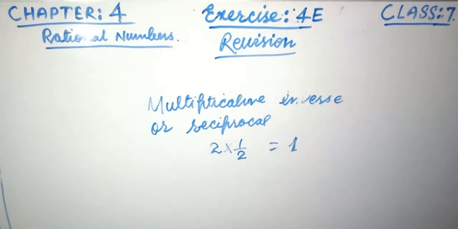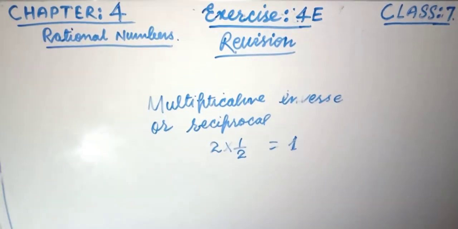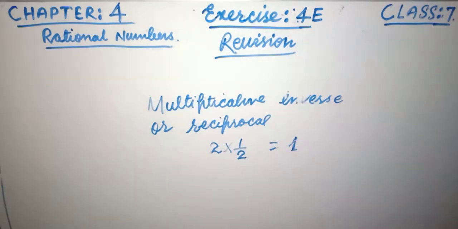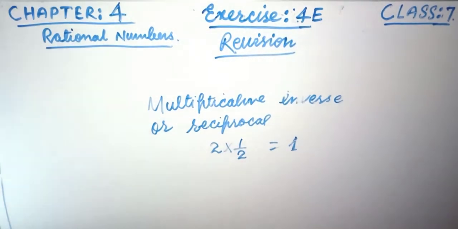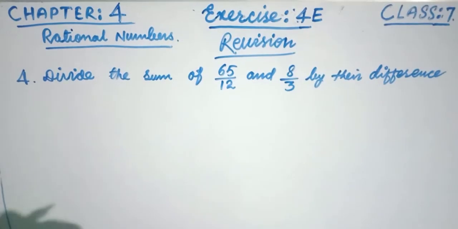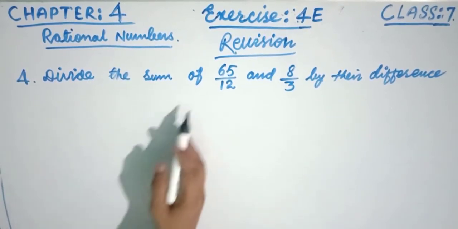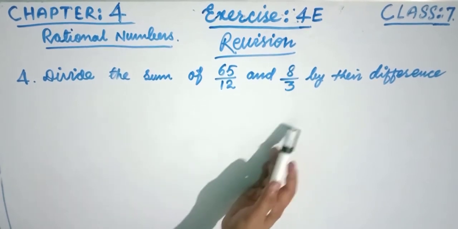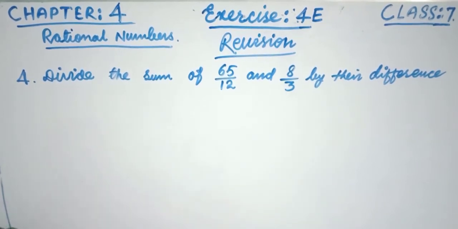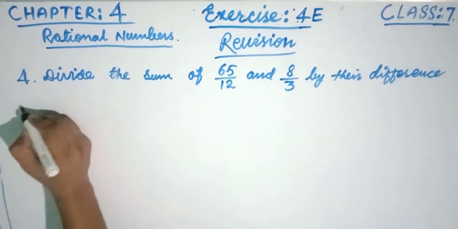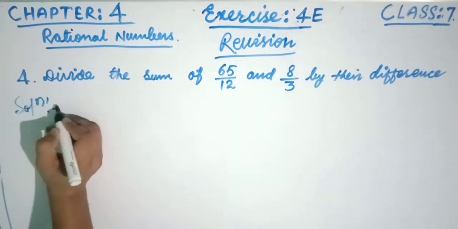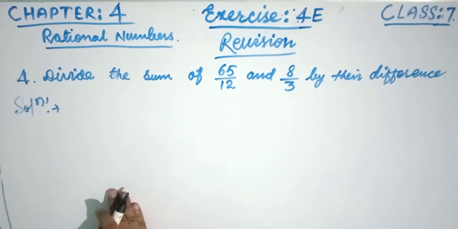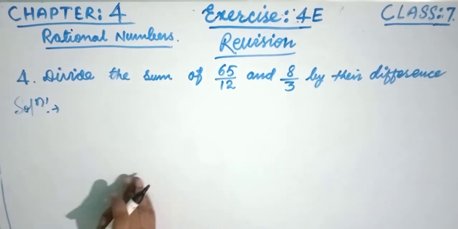Now see, friends, you can solve question number 1, it is very easy. So we will take the next question. Now see, friends, question number 4 says, divide the sum of 65 by 12 and 8 by 3 by their difference. So see, friends, the solution is very simple, and you have already solved such questions.